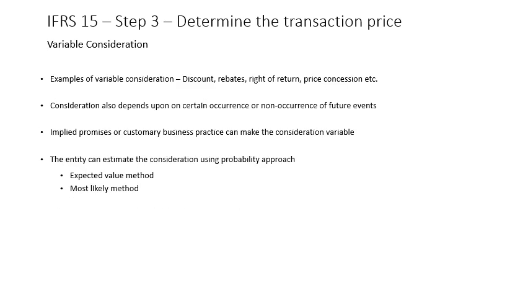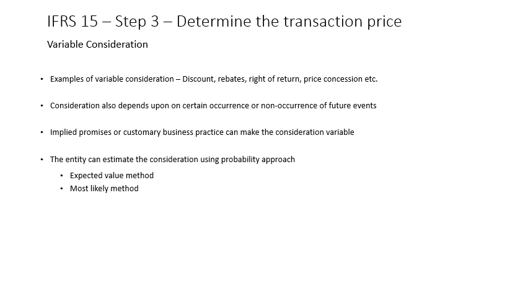In this slide, we'll discuss variable consideration. Sometimes the consideration is not the value which is mentioned in the contract. This is because of several factors in the contract which make the consideration variable. A few examples are discounts, rebates, right of return, and price concession. The consideration can also be dependent on the occurrence or non-occurrence of future events. There are implied or customary business practices that make the consideration variable as well.